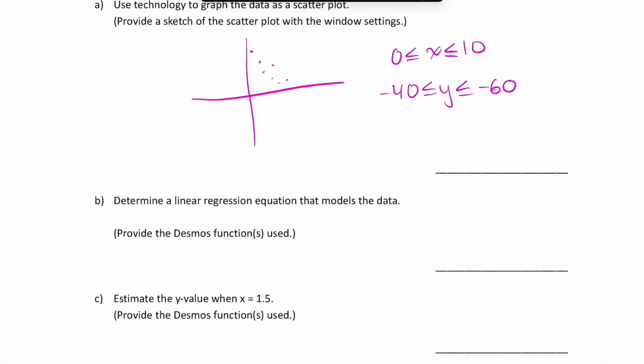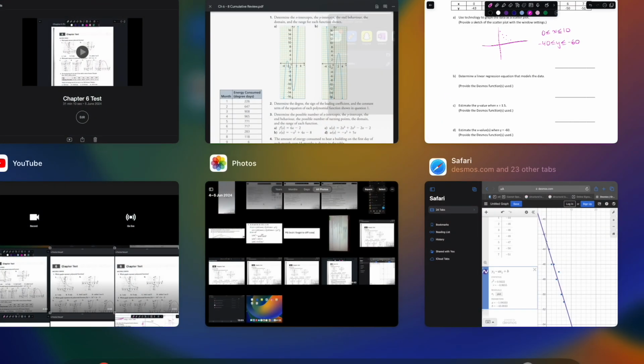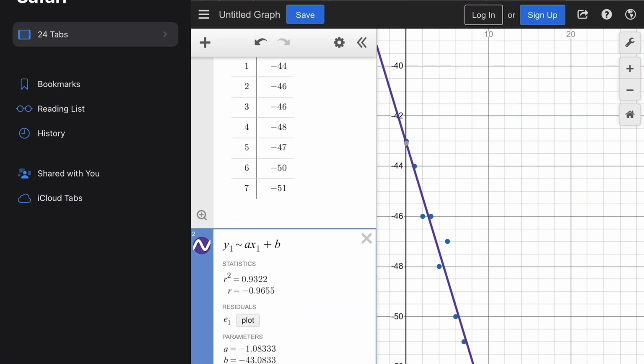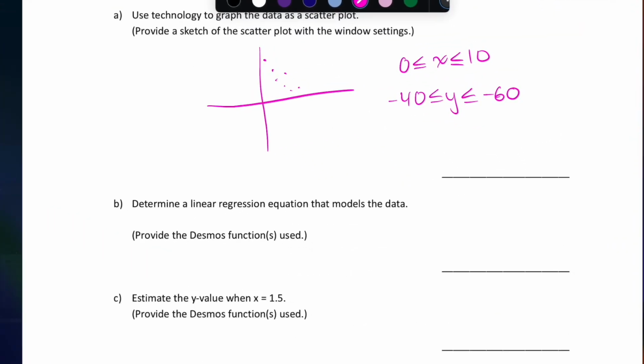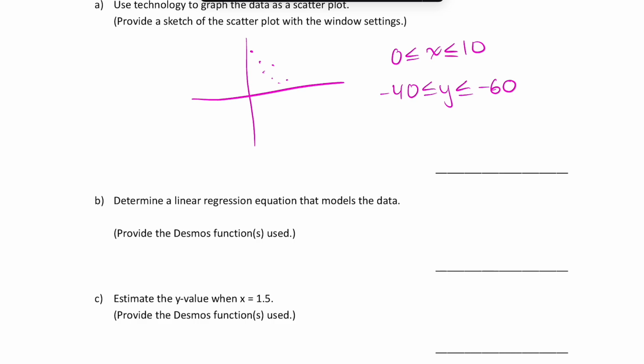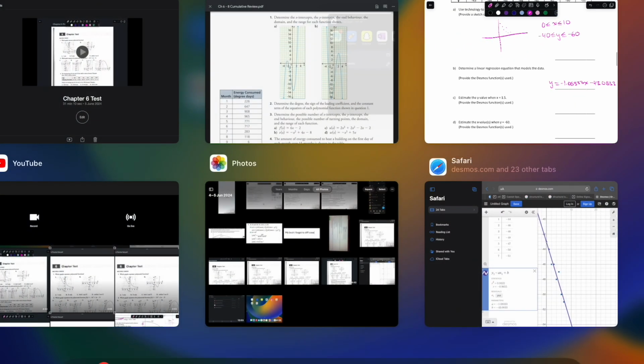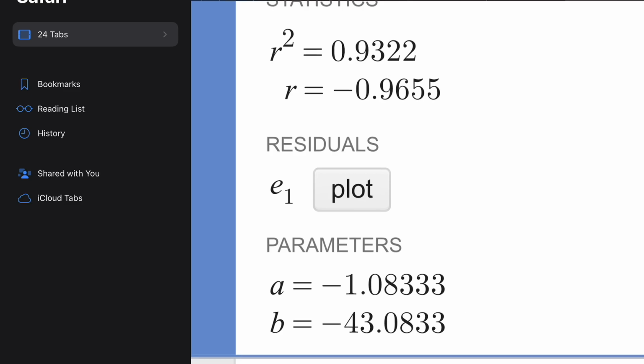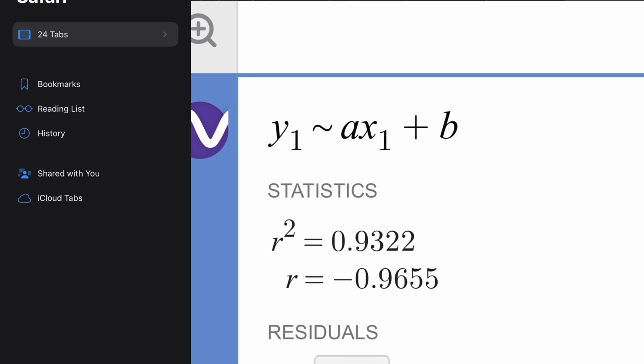Determine a linear regression equation, we've got that. Our A is negative 1.083333. Our B is negative 43. Okay, so y equals negative 1.08333x minus 43.0833. Again, pulling those numbers from the same place down here, and then you plug them into this function up here.